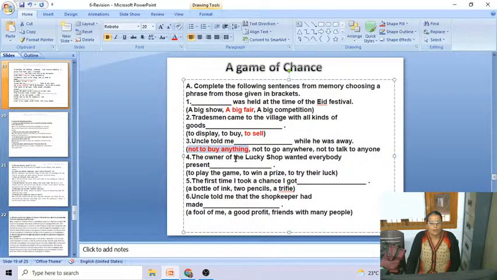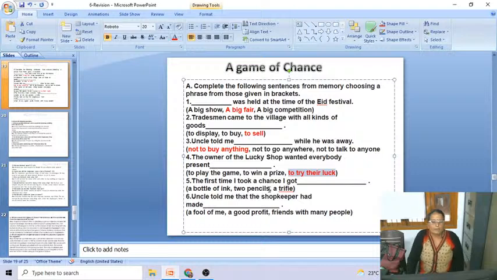Now, the owner of the lucky shop wanted everybody present dash: to play the game, to win a prize, to try their luck. The owner of the lucky shop wanted everybody present to play the game, to win a prize, to try their luck. Yes. The shopkeeper wanted everybody to try their luck.